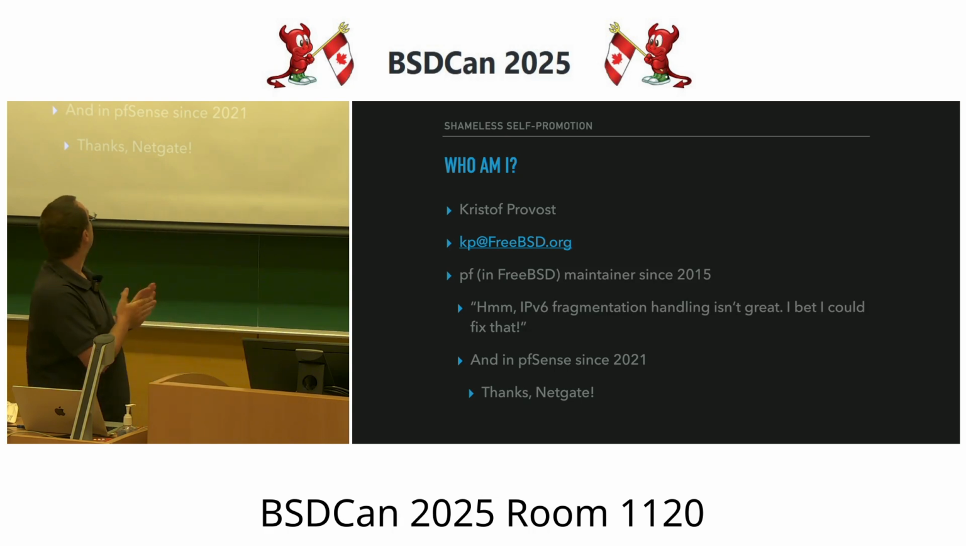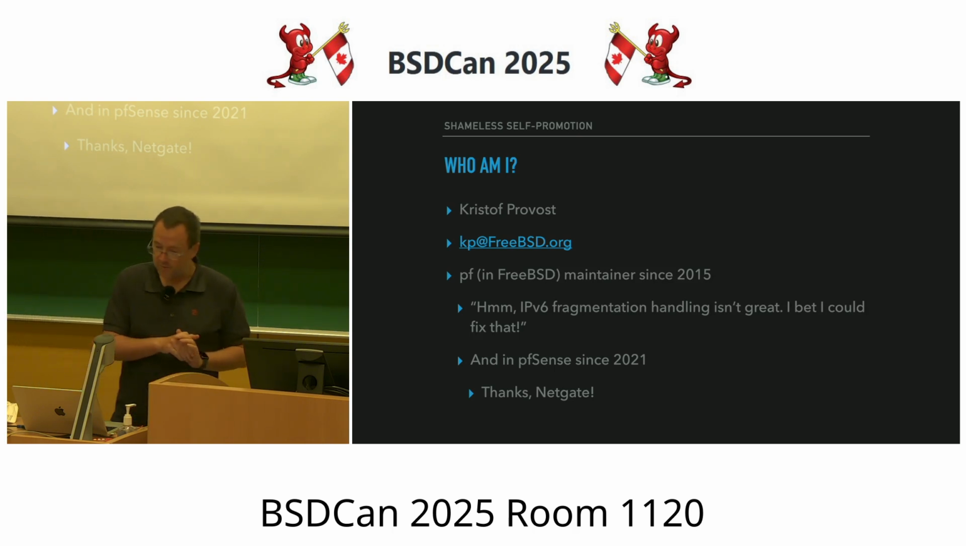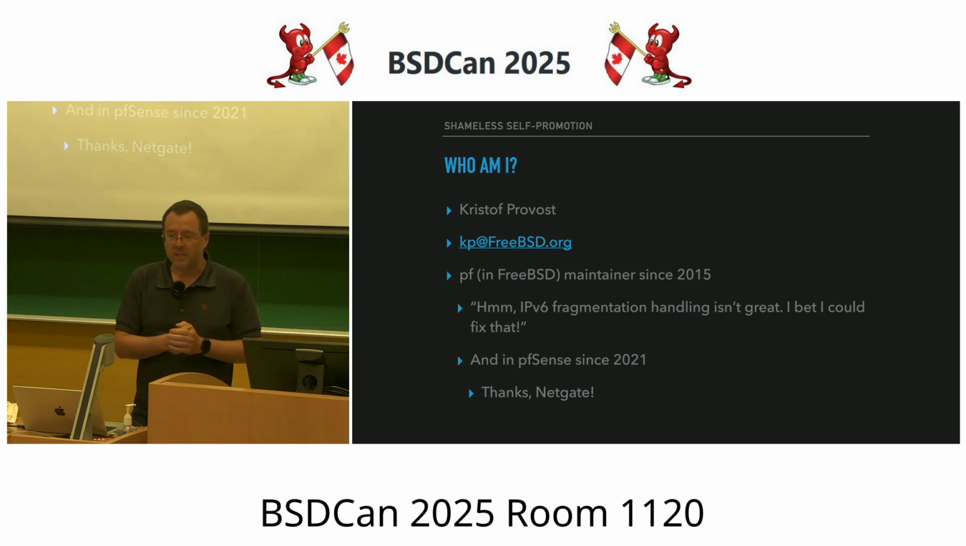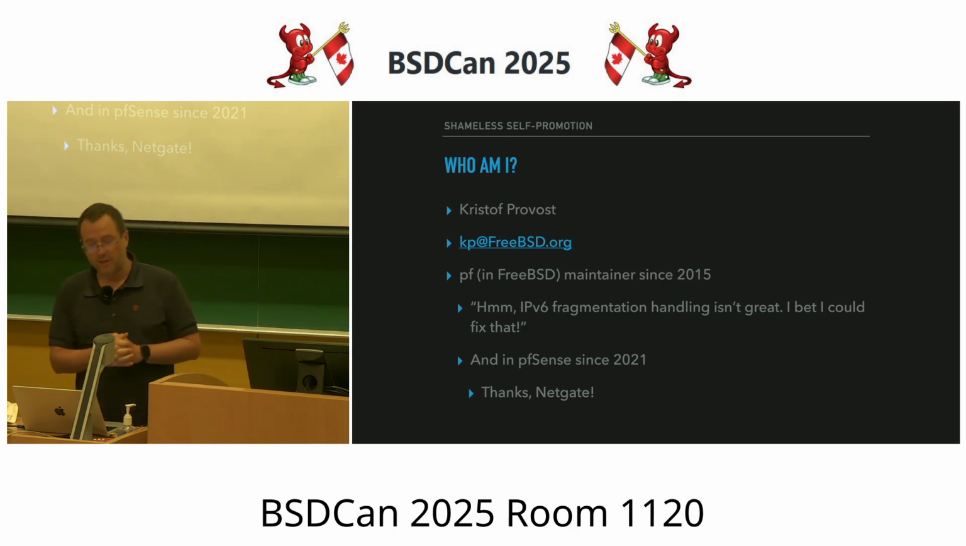That all happens because I looked at what PF did at the time with IPv6 fragmentation, and I had the brilliant idea that, I think I can make this better. And I still haven't escaped. Since early 21, I've been basically maintaining PF full-time for pfSync, thanks to Netgate. I failed to bring the hat, otherwise I would have put the hat on.